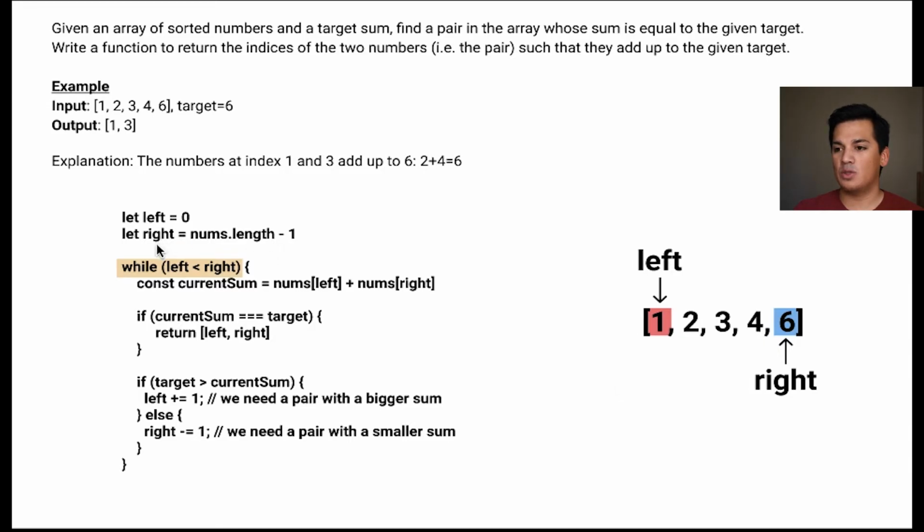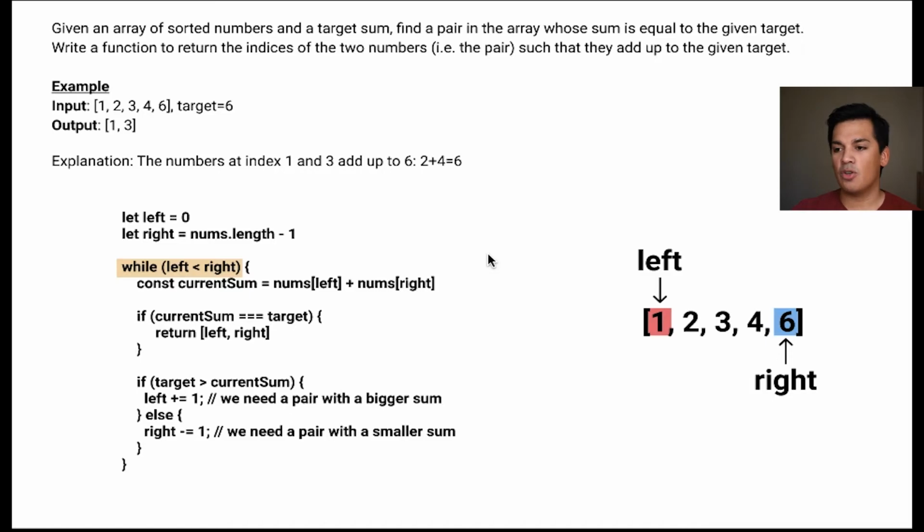The reason why we have this while left is less than right is because if we have left at the beginning and right at the end, and they both reach 3, and 3 plus 3 does equal the target of 6, that would be a valid sum, but we need unique indices for this pair. So we can't return an output of 2 and 2. They can't be pointing to the same index. That is why we have this check right here.